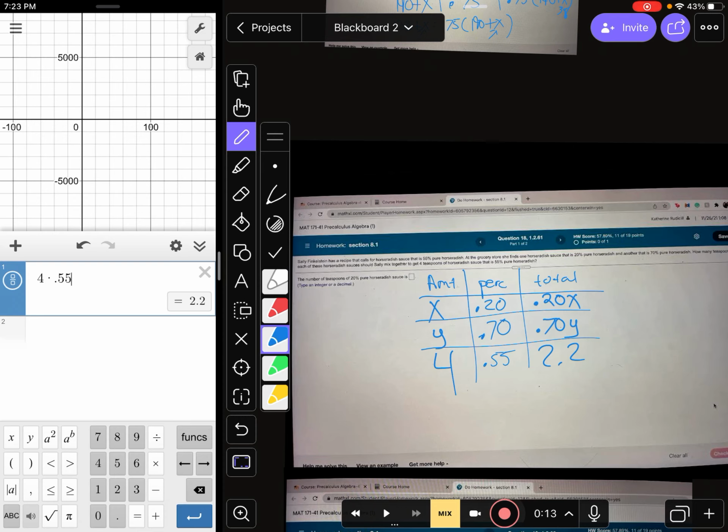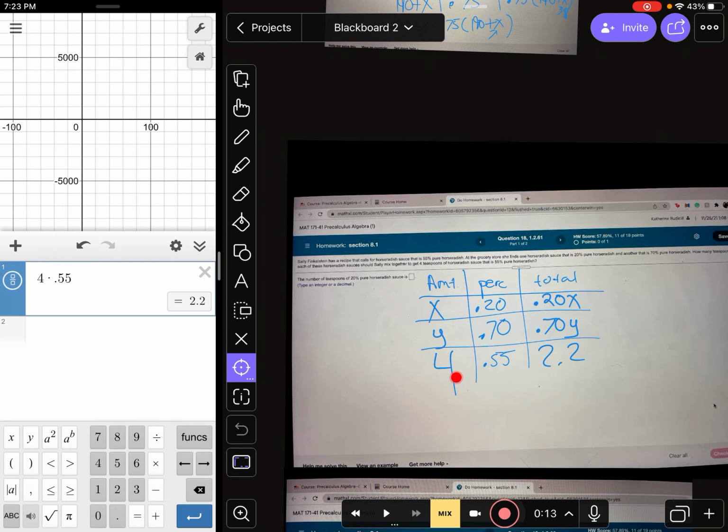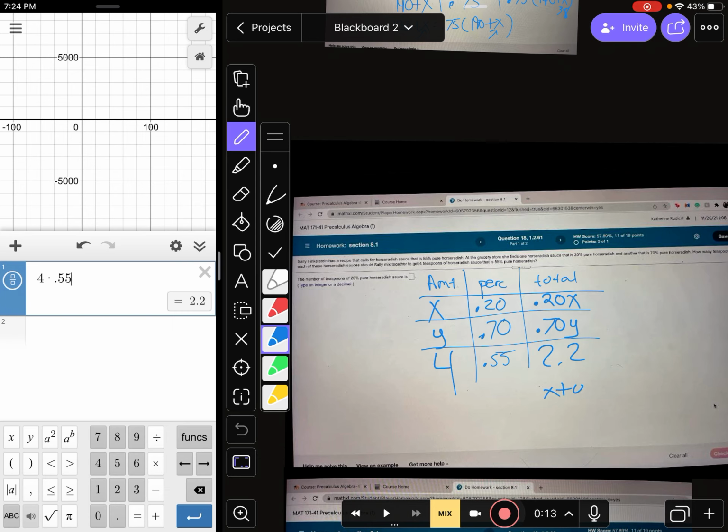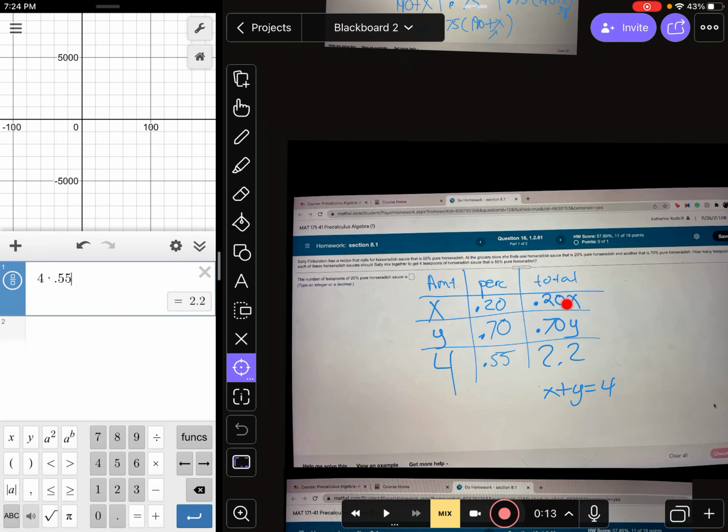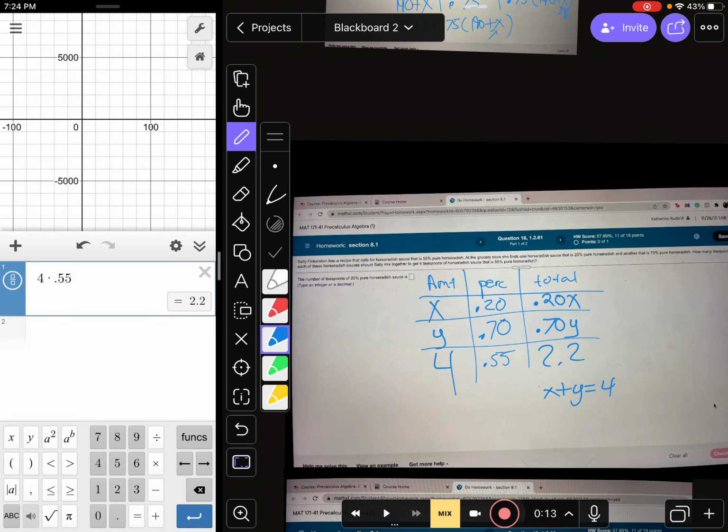Okay. And now I'm going to see if I can make up some equations. I know I have 2 variables, so I need 2 equations. And right here's an equation. X plus y equals 4. And right here's an equation. 0.2x plus 0.7y equals 2.2. So I'm going to write that down. 0.20x plus 0.7y equals 2.2. And then I'm going to solve that.